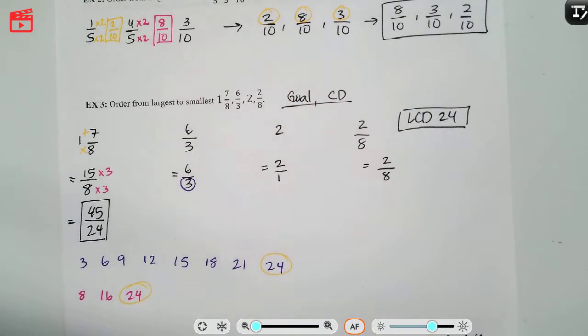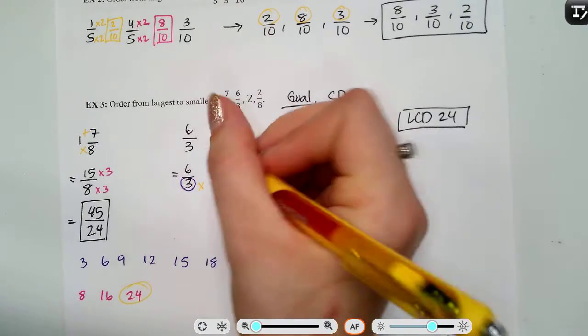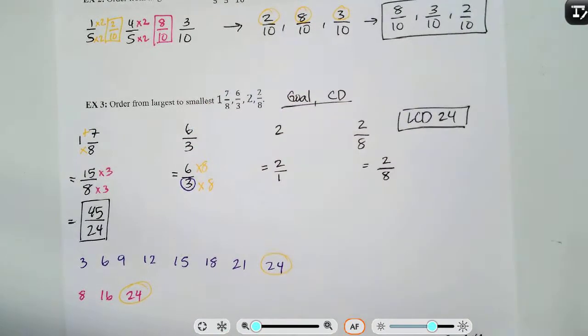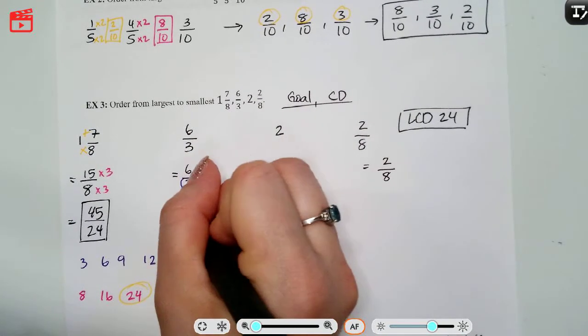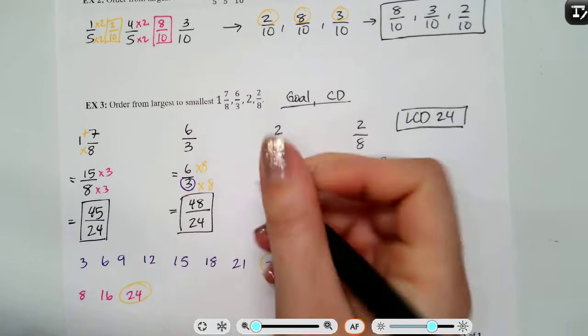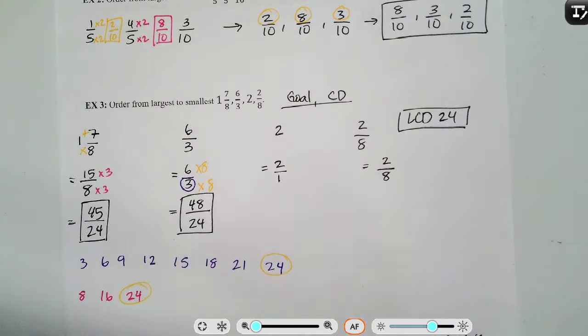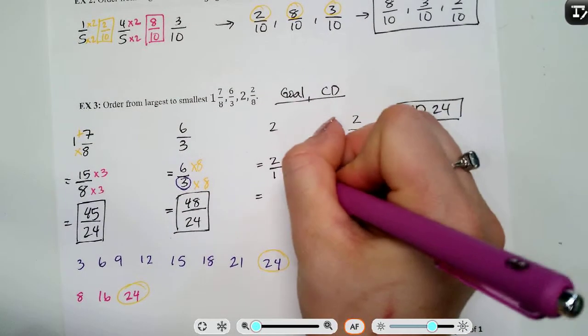Okay, multiplying by 3 to get into 24, we're going to multiply that by 8. So 6 times 8 is 48, and 3 times 8 is 24. Okay, same denominator, we're on our way. 1 times what is 24? 1 times 24.